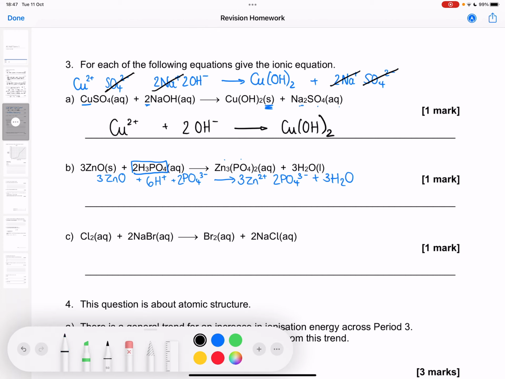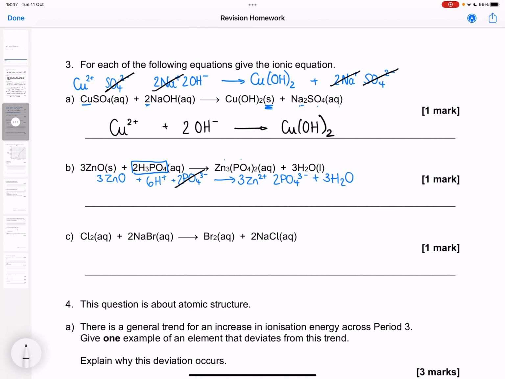And we're going to cross things out. So we've got the 2 phosphate ions on each side, and that's it. Now you might notice that we can simplify this, or you might just want to leave it. So you could leave it as 3ZnO plus 6H+, makes 3Zn2+, and 3 waters. Or you could simplify it down to 1ZnO and 2H+, makes 1Zn2+ and 1 water.